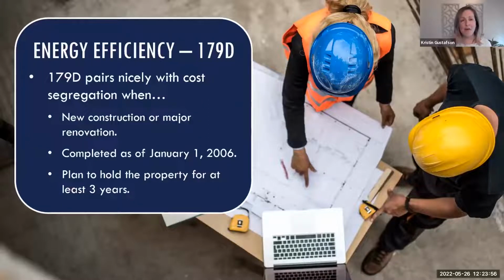Similar to 45L, 179D pairs nicely with cost segregation studies when the building's newly constructed or a major renovation was completed as of January 1st, 2006, and the owner plans to hold on to the property for at least 3 years.